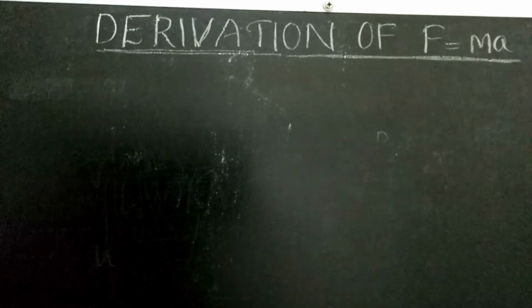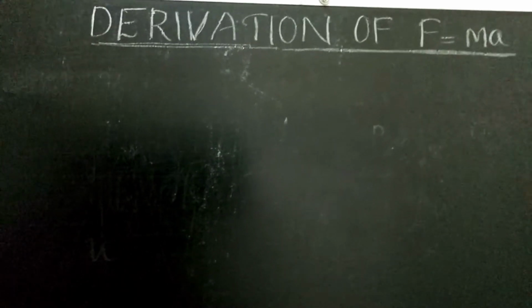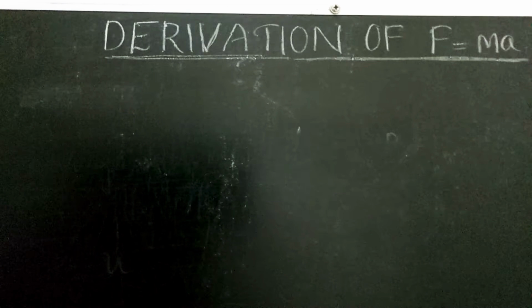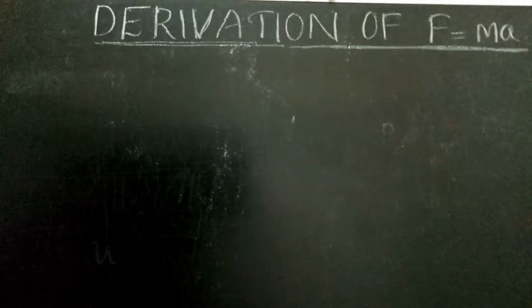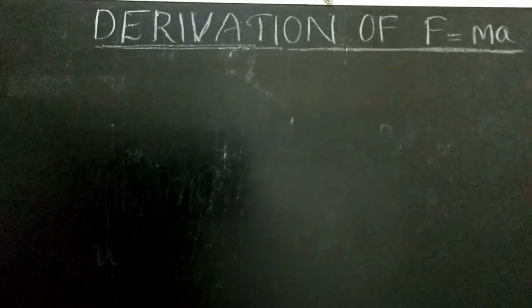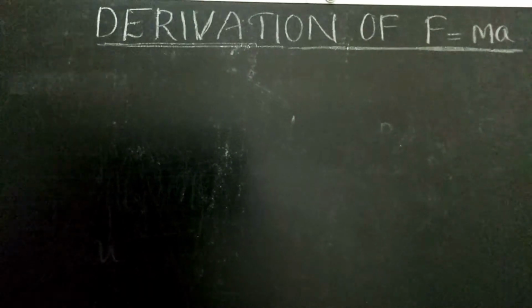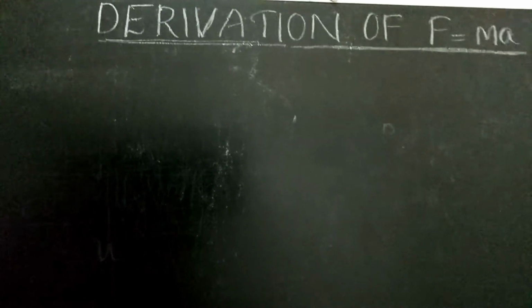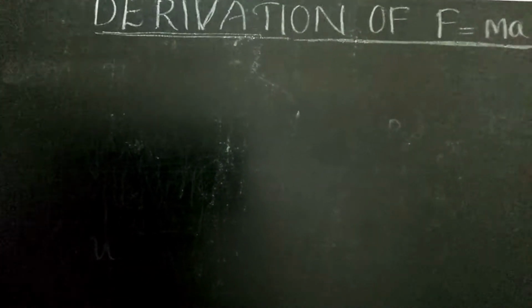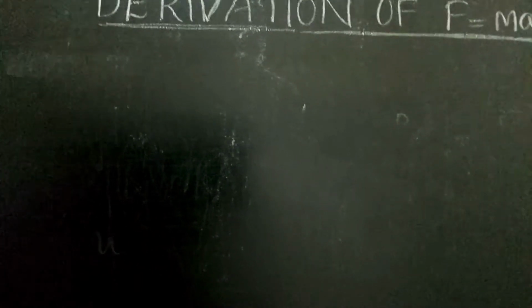Now we are going to derive the equation F is equal to ma from the second law of motion. Before that, I already discussed momentum. What is the definition of momentum? Momentum is the product of mass and velocity, isn't it?